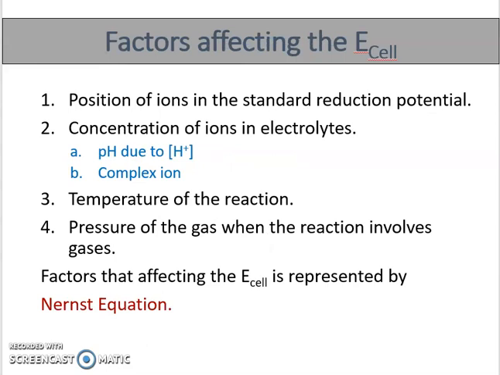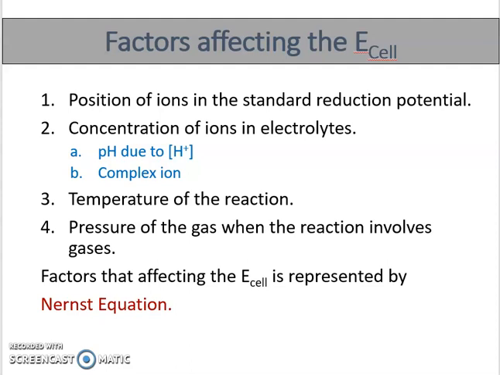There are 4 factors that will affect the E cell. The first one is the positions of ions in the standard reduction potential. As you remember in the standard reduction potential table, the one that has the more positive reduction potential will be the cathode, and the one that has the more negative reduction potential will be the anode. And if the half cell reactions are located farther away from each other in the standard reduction potential table, the greater the cell potential.